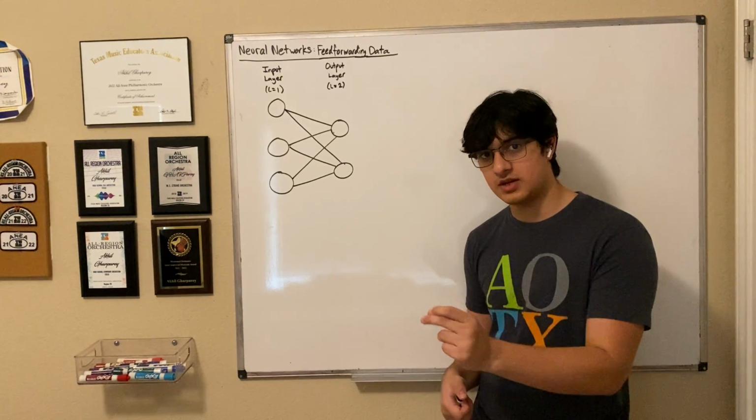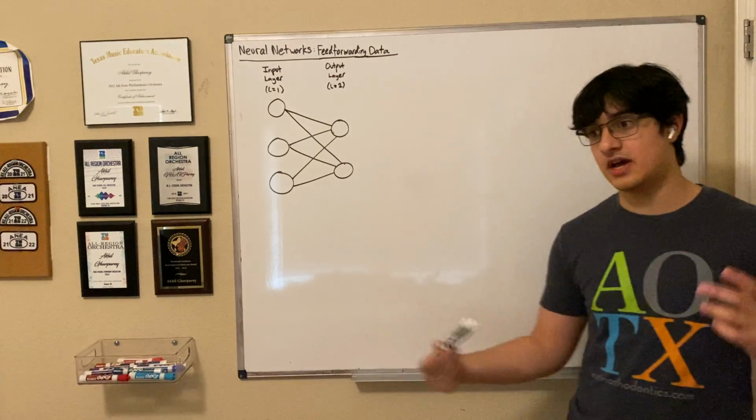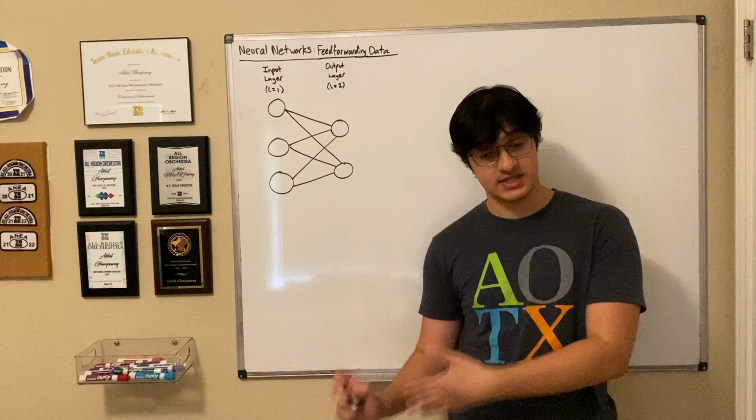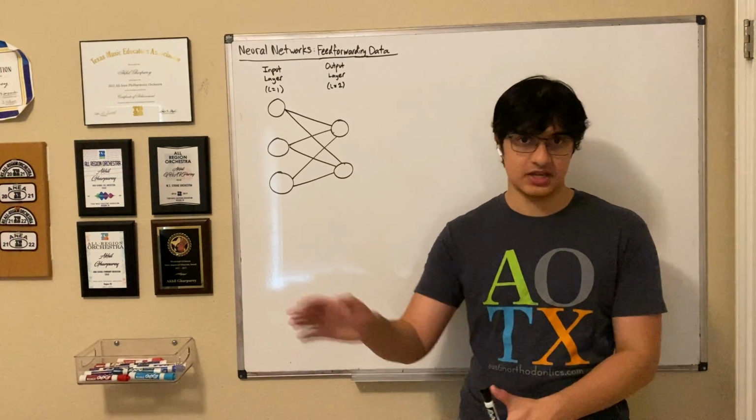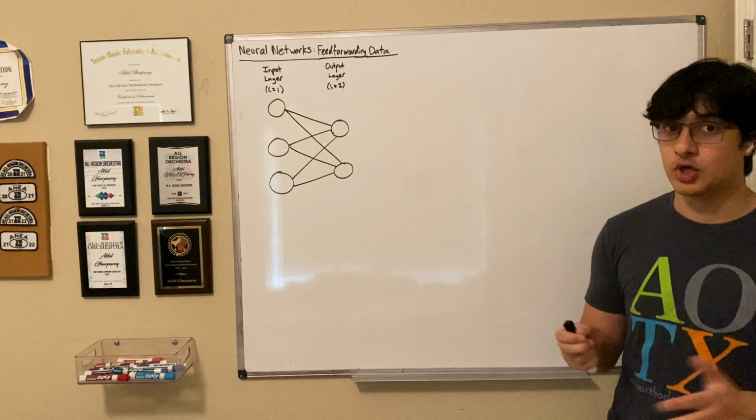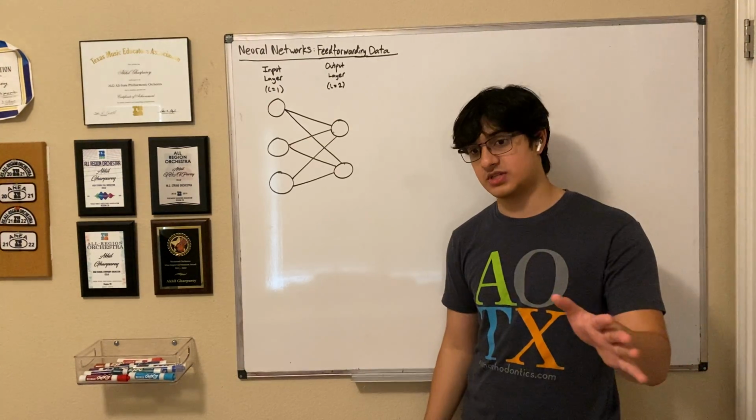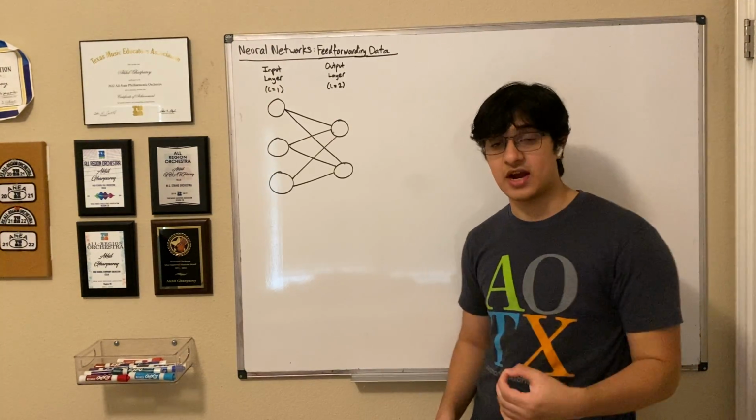Essentially, you give it an input, observe the output, and tell the neural network how far that output is from the desired output for that specific input. And eventually, the neural network will get so good that if you give it any input, it will give you the desired output that it wants.